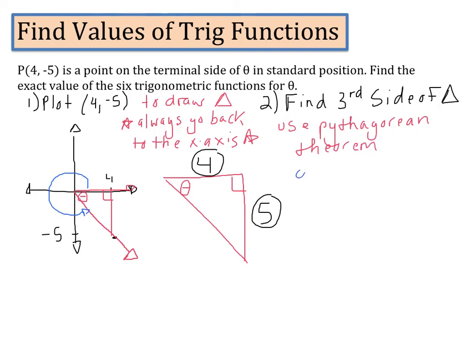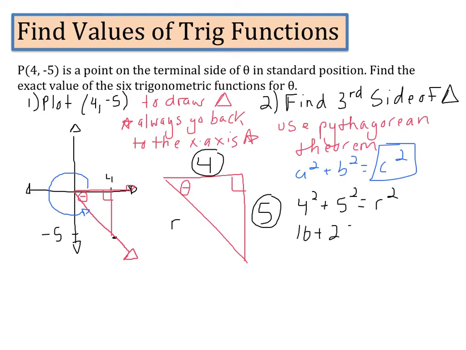So we know that the Pythagorean theorem is a squared plus b squared equals c squared. In this example, we're trying to find the hypotenuse. So we do 4 squared plus 5 squared equals, let's change c to r, because we called this r, r squared. So that gives us 16 plus 25 equals r squared. 41 equals r squared. So the last side is r equals the square root of 41.